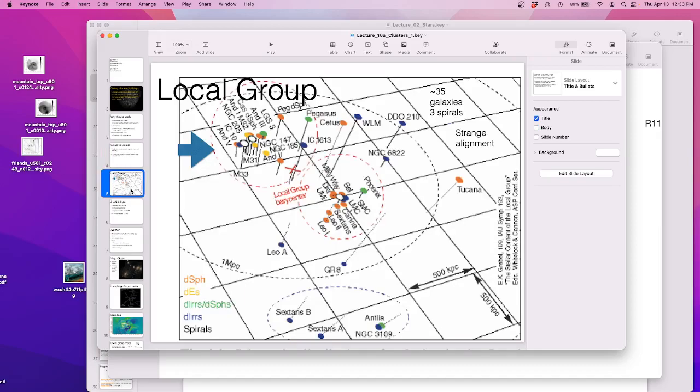We live in the Local Group, and the Local Group is the Milky Way and Andromeda. M31 is Andromeda, and M33 is the other spiral. It's not very big, but it's another spiral galaxy. We also have the Large and Small Magellanic Clouds and a bunch of little dwarf galaxies. So that's what all these guys are here. We have M33 and M31, and M33 is a spiral that's orbiting M31.